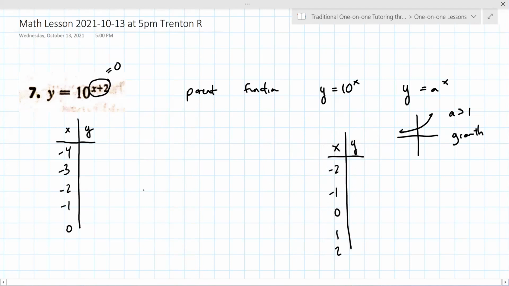So you go right to the center, and this is 10 to the 0 power, because -2 plus 2 is 0, and that's 1. And then it's better to go this way. This becomes 10 to the 1 power, which is 10. This is 10 to the 2 power, which is 100.